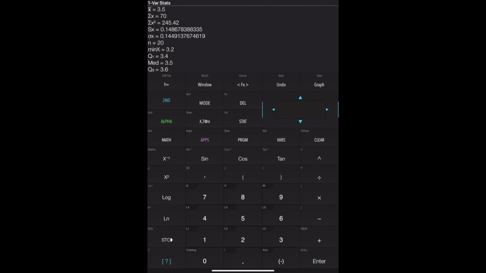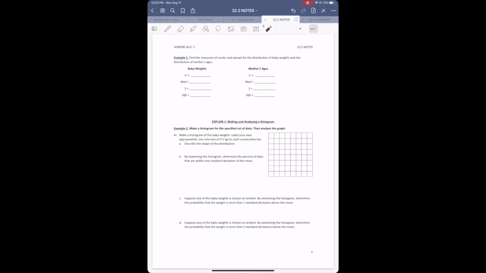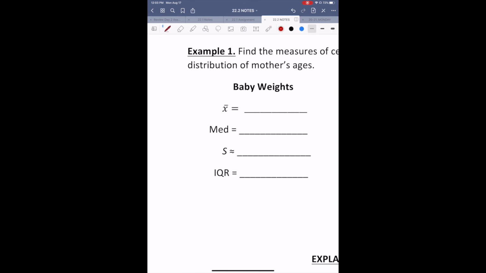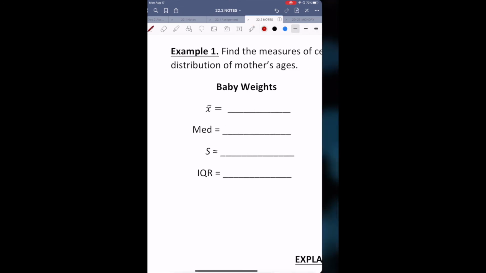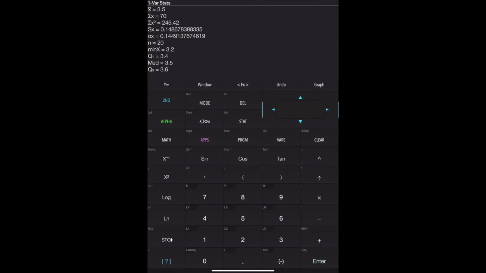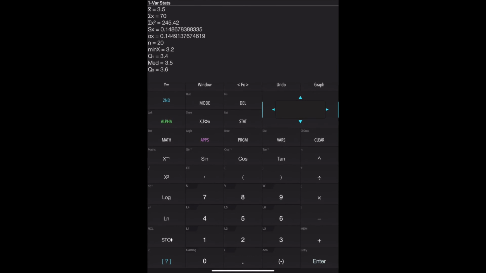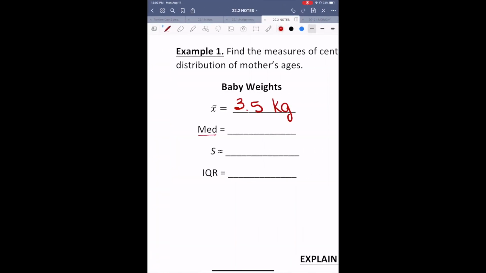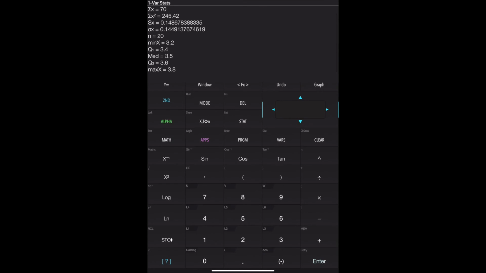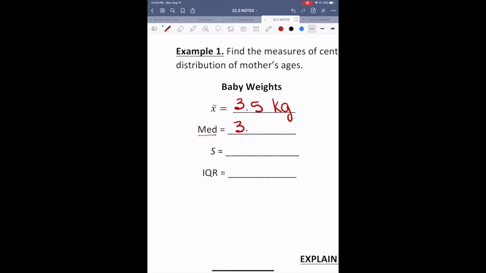So first of all, we're being asked to find the mean. Remember the X bar is the mean. Looking at my calculator, the mean shows to be 3.5. Now, don't forget the unit of measure. We are talking about weight in kilograms. The second thing we're being asked for is the median. Median is down here, where it says MED. So MED is 3.5, the median is 3.5. Once again, kilograms because we are talking about weight.